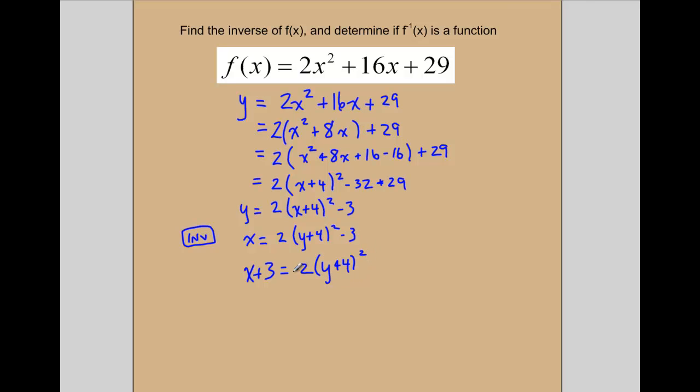Next step is to divide both sides by 2. So I'm going to have x plus 3 divided by 2 all equal to y plus 4 all squared. Next I've got to square root both sides, so I'm left with the square root of x plus 3 divided by 2, remembering that it's actually plus and minus, equal to y plus 4.